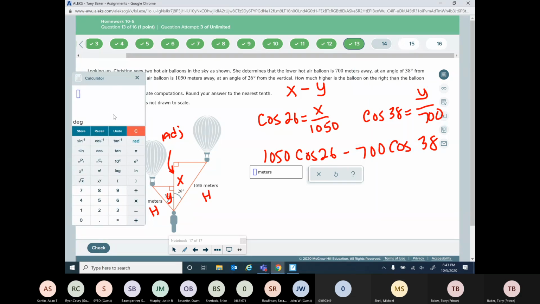So we just type the whole problem in. So 1050 6 minus... so we get 392 meters. 0.1.